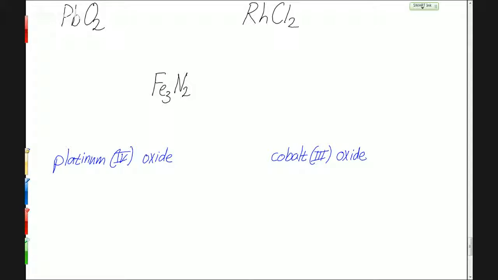Fe is iron. And what's the symbol for platinum? Pt. And what's the symbol for cobalt? Co. Okay, thanks. So those of you who don't have periodic tables, now you have those symbols to help you out.